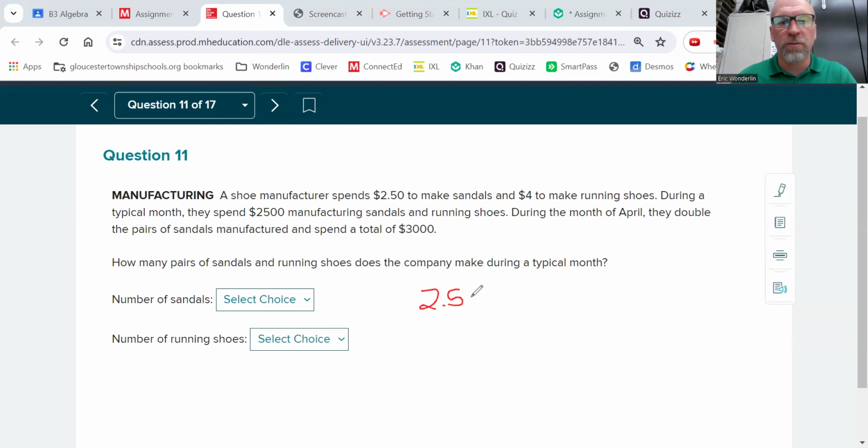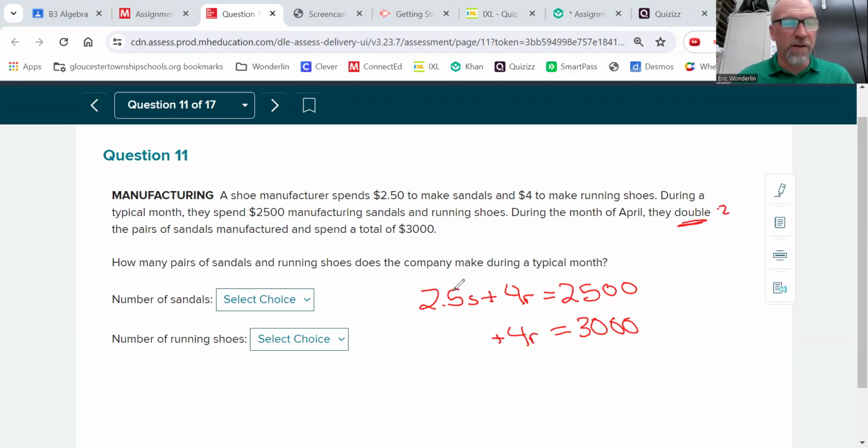$2.50 for sandals, 2.5S. $4 for running shoes, 4R. That cost $2,500. On another month, April, the cost is $3,000. It says they double, that means times 2, the pairs of sandals. They didn't change running shoes. Running shoes still remains $4 each.